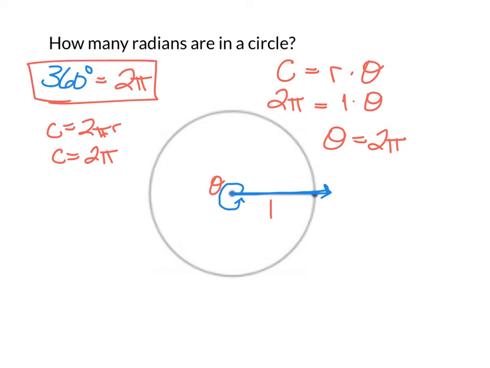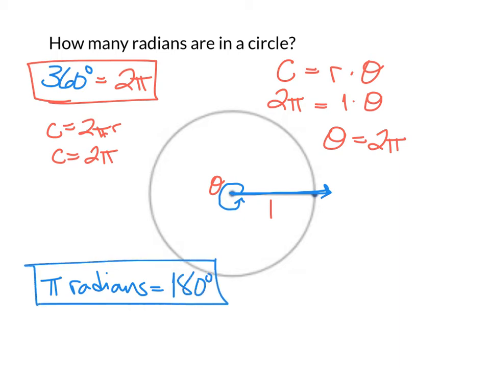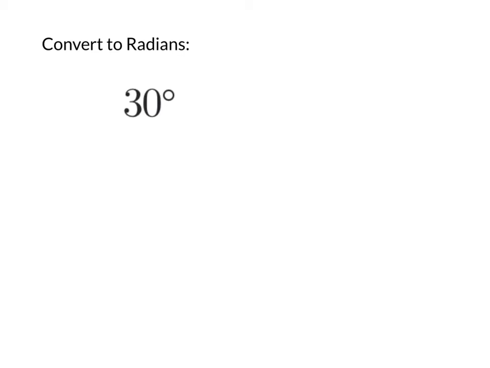We can come up with a nice conversion for that, just simplifying a little bit, that if I divided both sides of that by 2, we see that pi radians is equal to 180 degrees. That's a very helpful fact when we want to convert between radians and degrees.